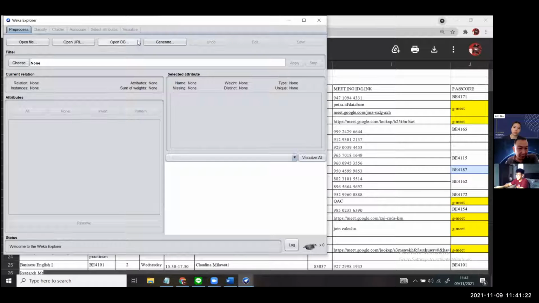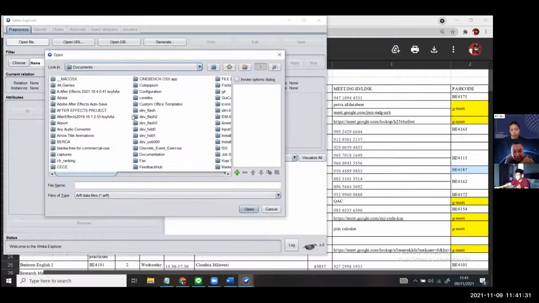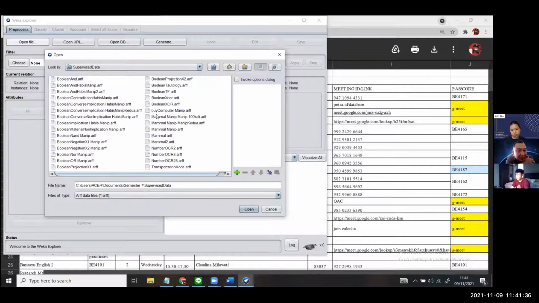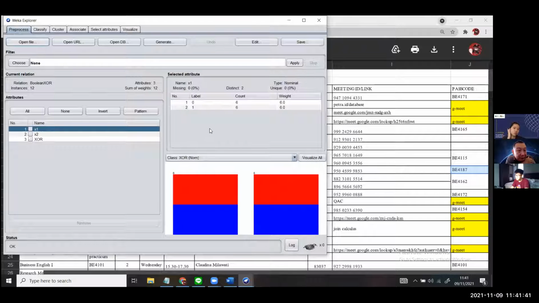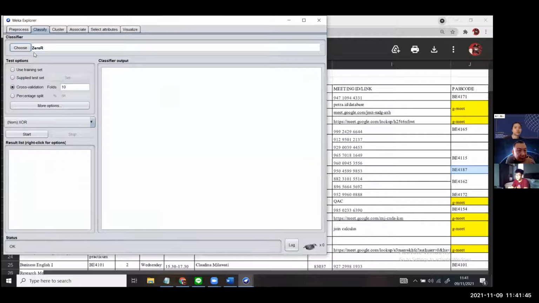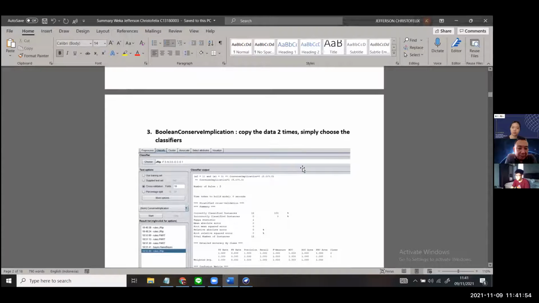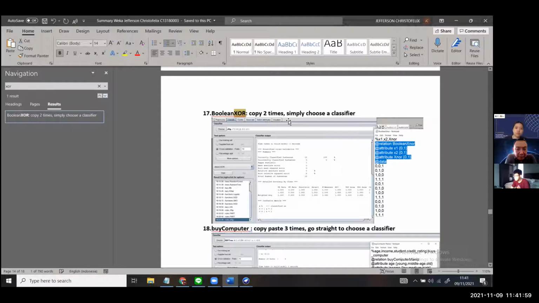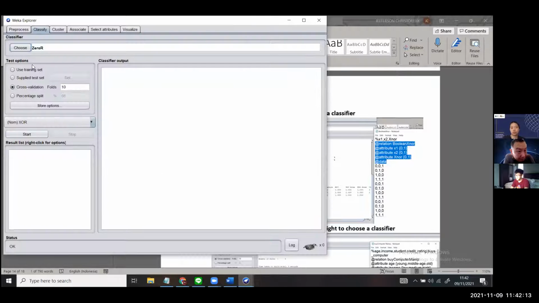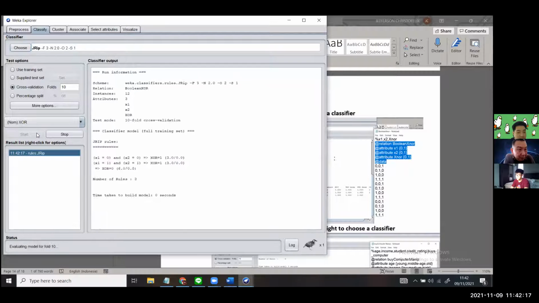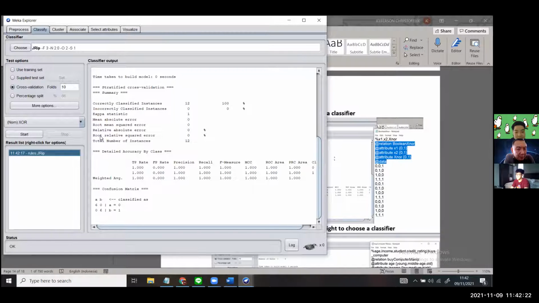Jefferson, okay. Show XOR. XOR is notoriously very difficult. Can you classify it? So I only copied the data two times, and I can already get 100%. And what is the classifier that you use that makes it 100%? I think it's Ridor or PART. Got 0% relative squared error. Okay.